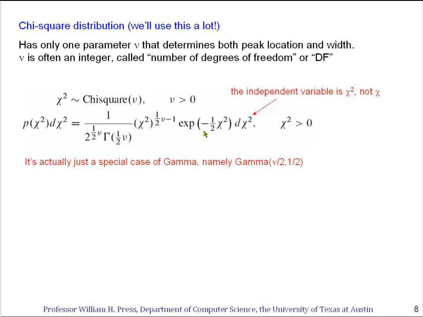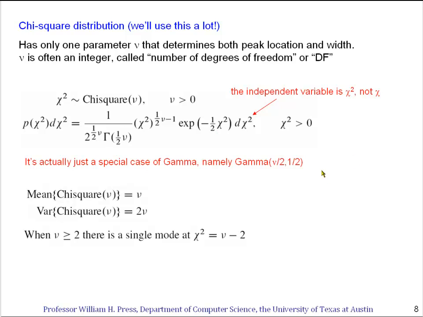Well, this is just a gamma distribution, isn't it? Because the gamma distribution is the most general distribution that has a power here and an exponential here. And if you go back to the previous slide and stare at it, you'll see that the chi-square distribution is just a special case of the gamma distribution. In fact, it's gamma with parameters nu over 2, a half. In fact, here's the half right here, as we've mentioned.